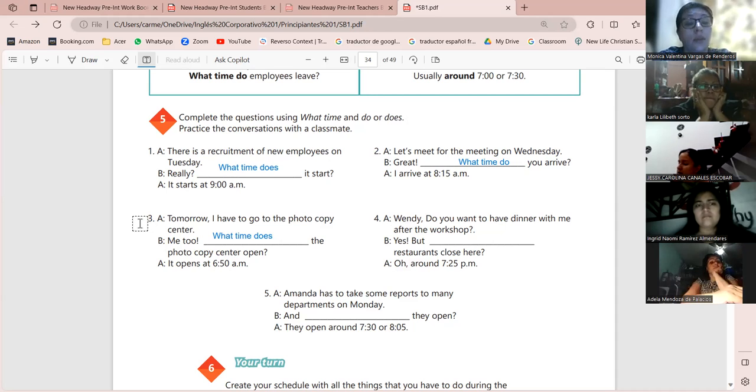Tomorrow, I have to go to the photocopy center. Me too. Why? What time does the photocopy center open? It opens at 6:50 a.m. Very good. Thank you very much.